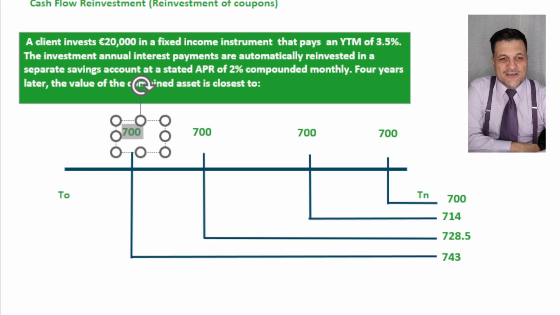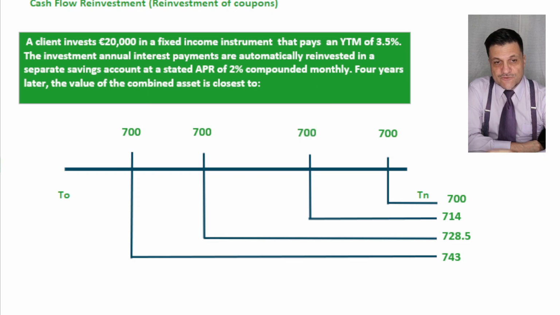This $700 you receive on year 1, you're going to invest for 3 years because that bond stops on year 4. The second 700, you're going to reinvest for 2 years because you receive it on year 2, then you have 2 more years until the instrument matures. The third 700, you invest for 1 year. In the last 700, you're not going to have time to invest because once you receive it, the bond matures.